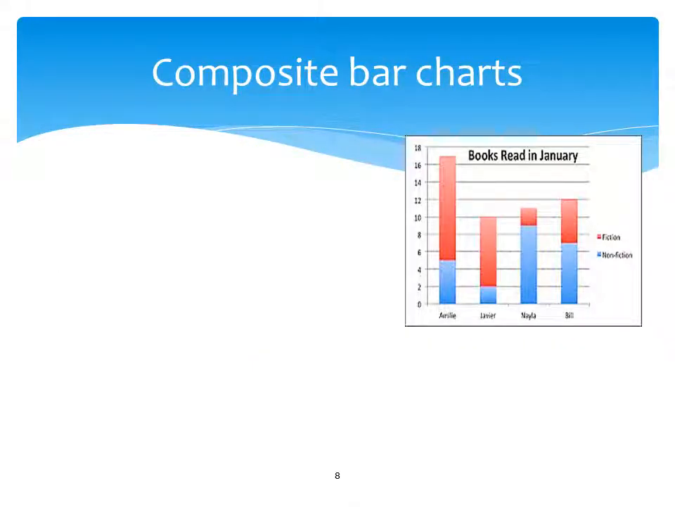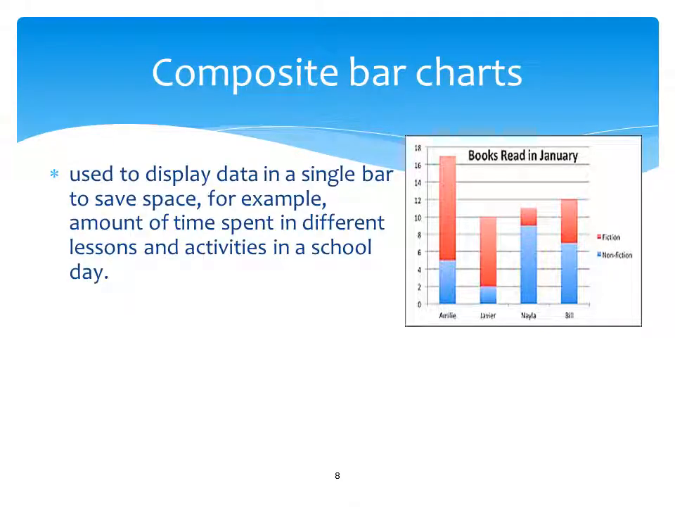Also, we have composite bar charts. Composite bar charts are used to display data in a single bar to save space. So if you don't have much space, you can put 2 bars over each other, because these 2 bars are representing the same thing. For example, the amount of time spent in different lessons and activities in a school day.